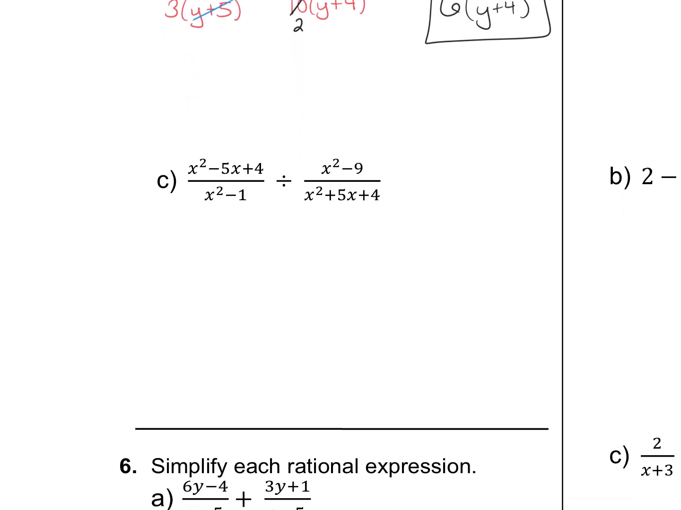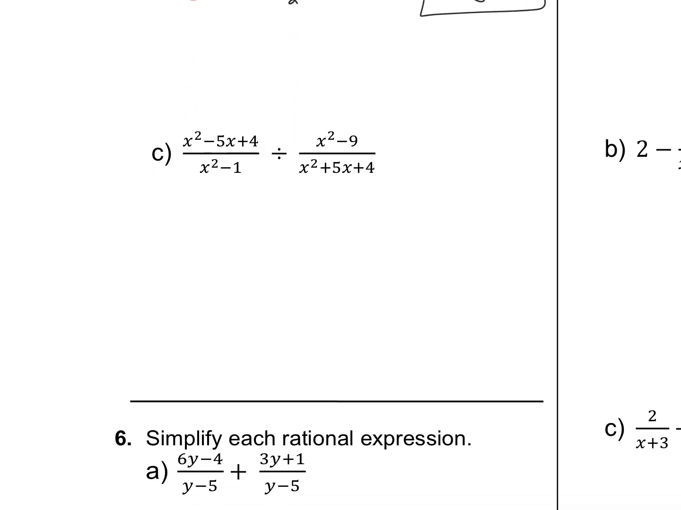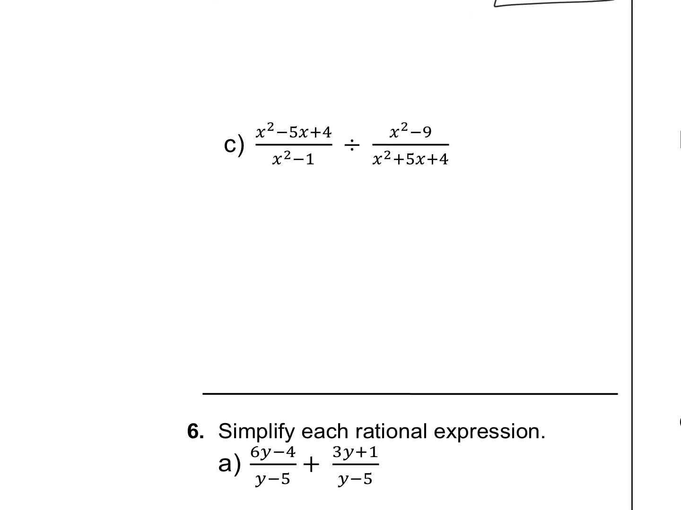Last one here. What do you notice about C? It's division, so we have to do what first? Write that down. Keep, change, flip. What does keep mean? Keep the first fraction. Change the sign from division to multiplication. Flip means we're flipping the fraction. Are any signs changing? No, we're just flipping the fraction.